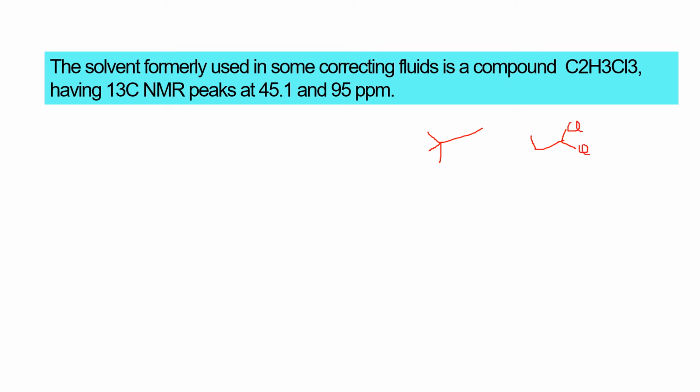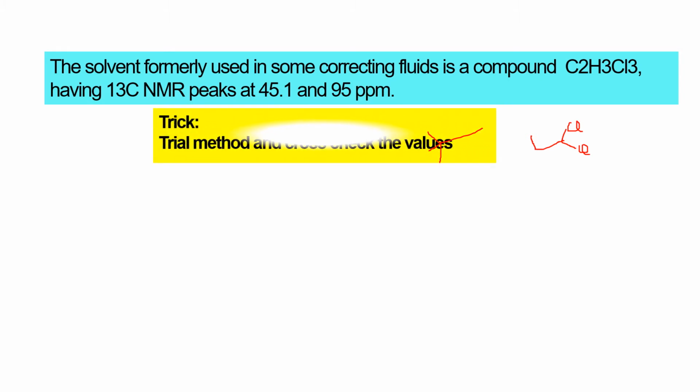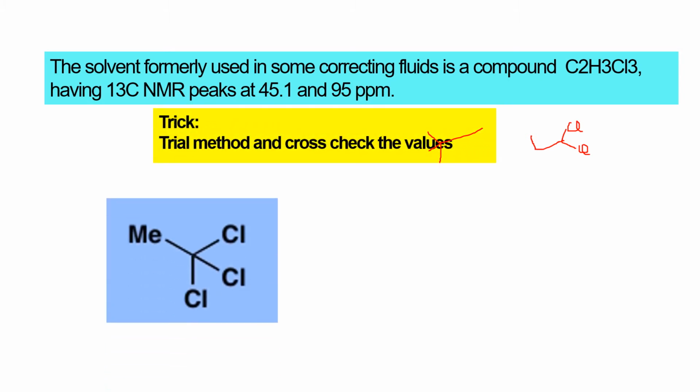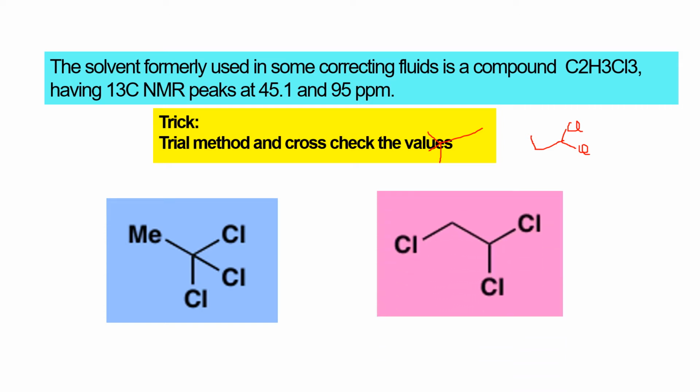We'll see the compound now. Okay, what is the trick I said? With the trial method we can check the compound. See here, these are the two compounds I said. One is CH3 with 3 chlorine groups on one carbon, and the other has 2 chlorine groups on one side and 1 chlorine group on the other side.